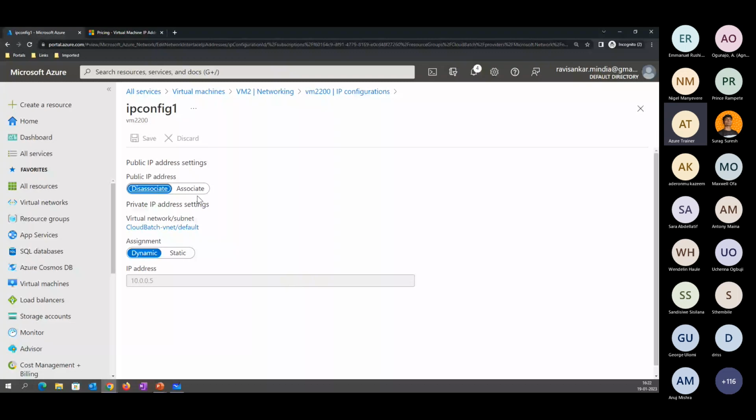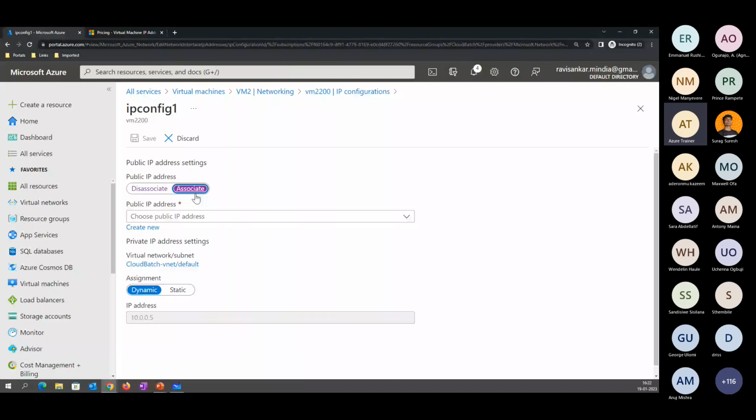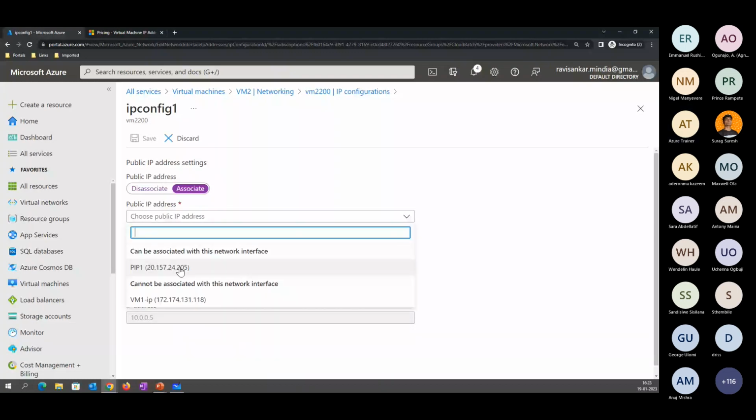Now, once you click on the associate button, you will get a drop-down box. Right now, you can see there is a public IP address currently available in the pool. If there is any free public IP address available, it will be listed here. Even though we have created two public IP addresses, you may remember we created public IP address 1 and public IP address 2 also.